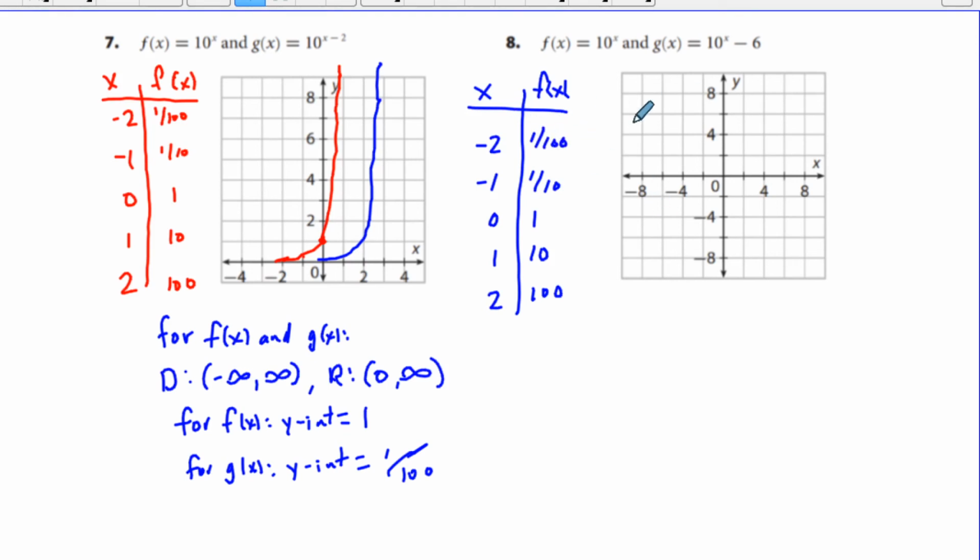So what we're doing for the graph of f of x is we have this, at -2 we have 1/100th, -1 we have 1/10, at 0 we have 1, and at 1 we have 10, and at 2 we have 100. So it's going to be a very steep looking thing here like this. That's what the graph of that's going to look like.